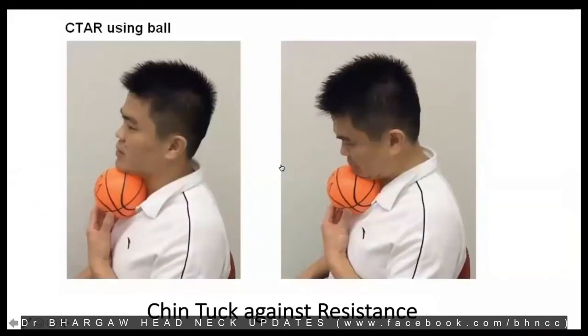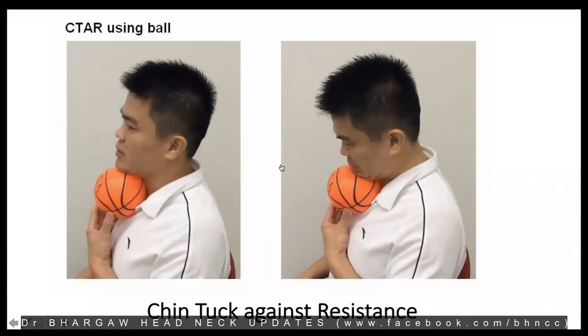An alternative to Shaker exercises is the chin tuck against resistance. This is done by some of our colleagues in Southeast Asia. Basically, they use a rubber ball as a resistance to practice that. The advantage of this as compared to Shaker exercises is that you can tell the patient to practice it anywhere in the house. He doesn't need a bed to lie down. He can just sit up and keep strengthening the suprahyoid muscles.